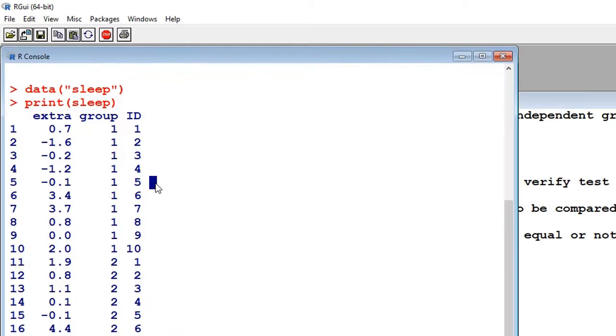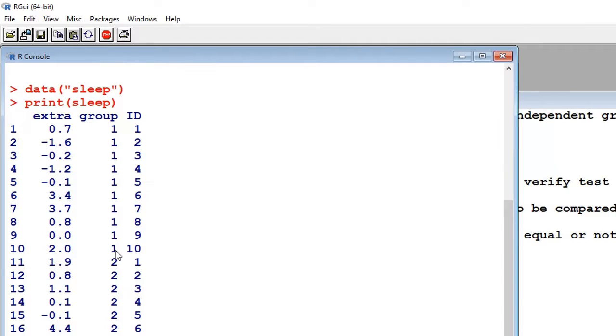Now here it is. This is actually the sleep data set. So we have extra here. I think extra represents the extra number of hours slept after taking the drug. Group represents the drug, or the medication that was given, the soporific drug. Group A received a particular drug, group B received another drug. So we have 2 groups.